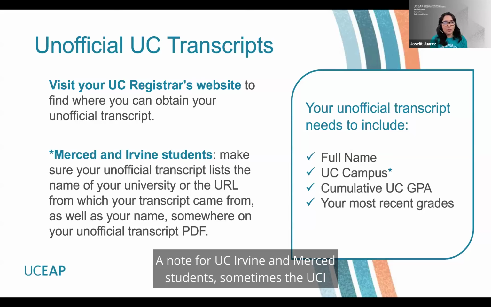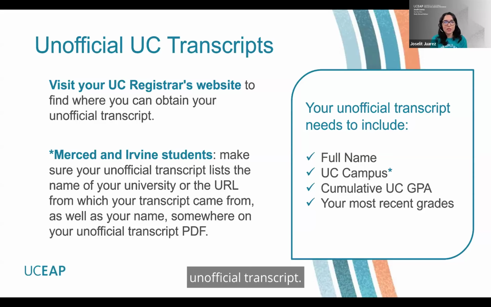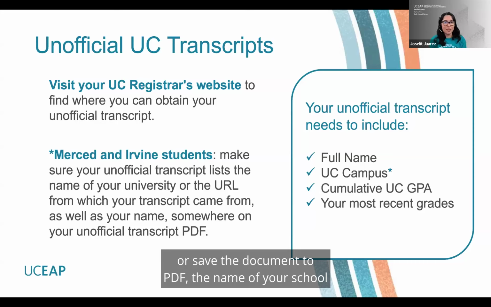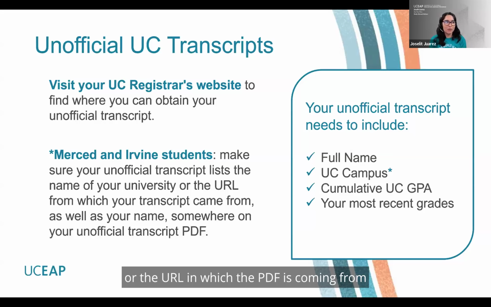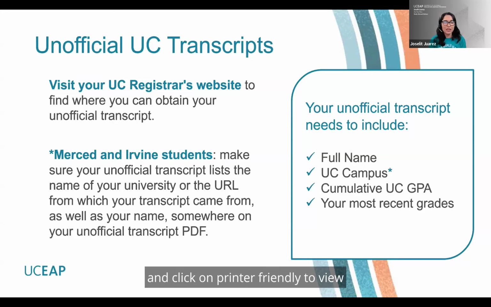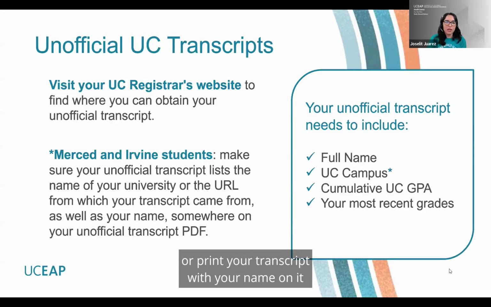A note for UC Irvine and Merced students, sometimes the UCI and UCM registrars don't include your UC campus name on your unofficial transcript. Just make sure that when you save the document to PDF, the name of your school or the URL in which the PDF is coming from and your name are visible somewhere on your transcript. For Irvine students, you can view your transcript in Student Access and click on Printer Friendly to view or print your transcript with your name on it.